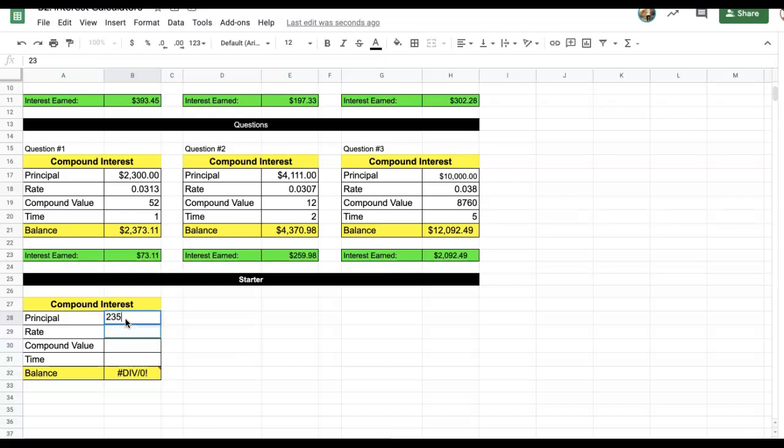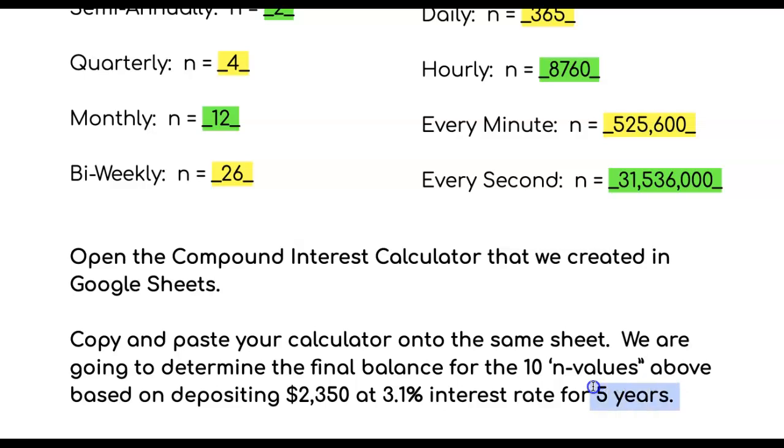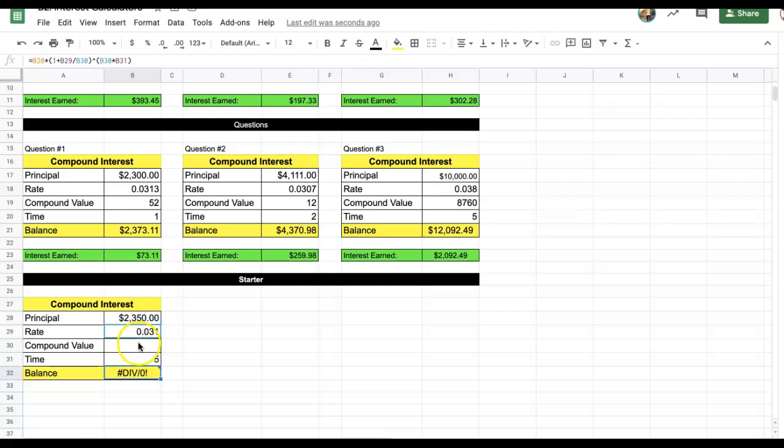So $2,350 at 3.1%, which is 0.031. I'm going to leave this blank for a minute because that's going to be the n value that we're going to change every time. But it was always going to be 5 years right here. 5 years, 3.1%, and 2,350. The only thing we're going to change 10 different times is this right here. So this is reminding me that that's the one I'm going to change.